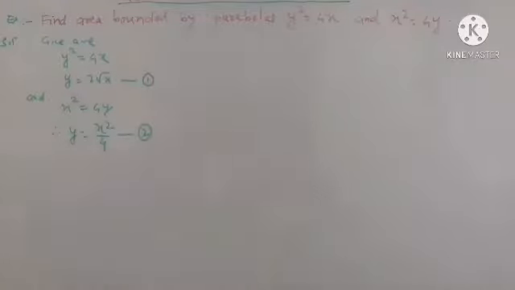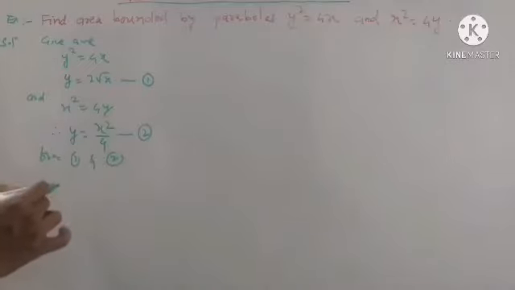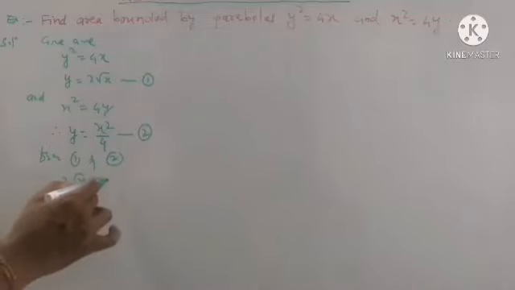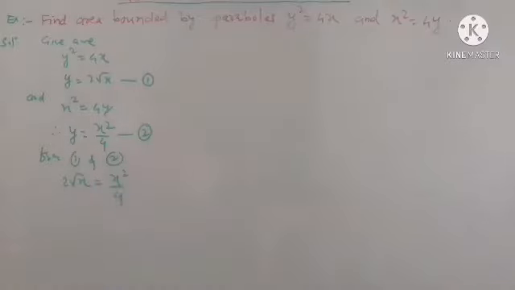Now to find the area between these two curves, we have to solve the equation to evaluate the points of intersection. So from equations 1 and 2, we take the right-hand side of the first equation, 2 root x, equal to the right-hand side of the second equation, x square by 4. Now we have to solve this equation by factorizing it.